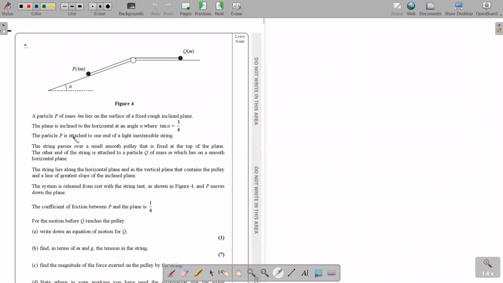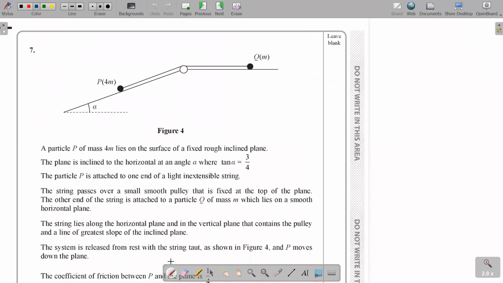Question number 7. A particle P of mass 4m lies on the surface of a fixed rough inclined plane. So we have a fixed rough inclined plane here. I'm just marking this to remind myself that this is rough. The plane is inclined to the horizontal at an angle alpha where tan alpha is 3 over 4.